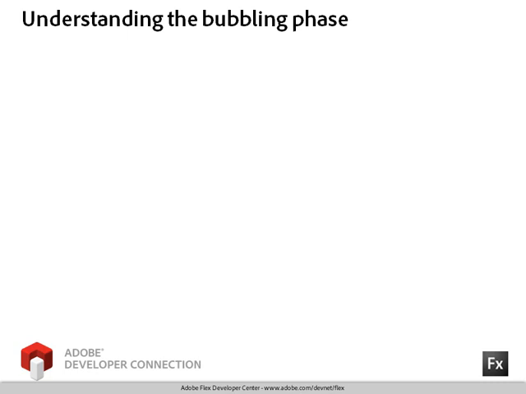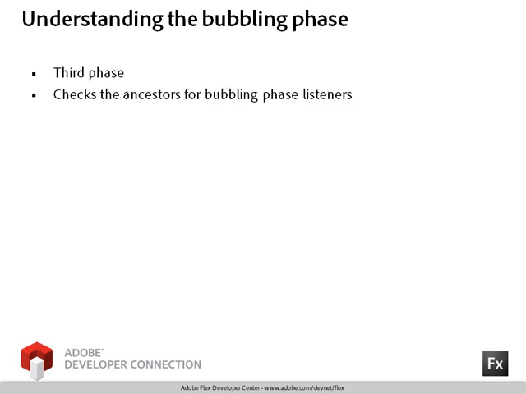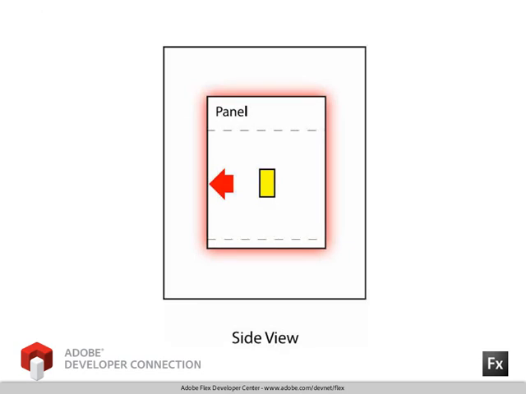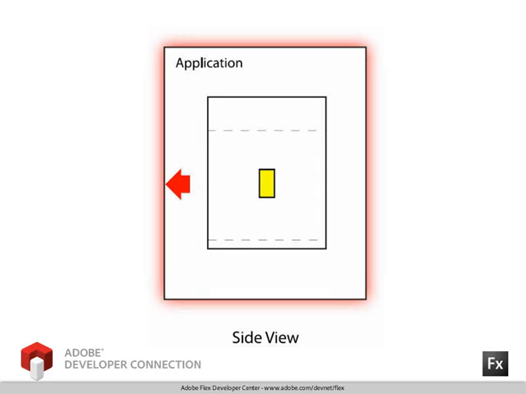The bubbling phase of event propagation is the third and last phase. After the target object is checked for event listeners, the application will check all of the parent or ancestor containers for listeners that are registered to this phase. The bubbling phase is the opposite of the capturing phase and checks for the listeners from the direct parent ancestor of the target object to the outermost ancestor. In my example, bubbling starts at the panel container and continues outward until it reaches the main application container.